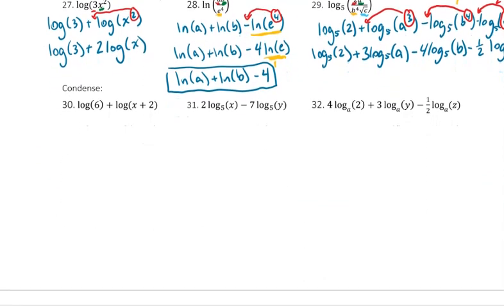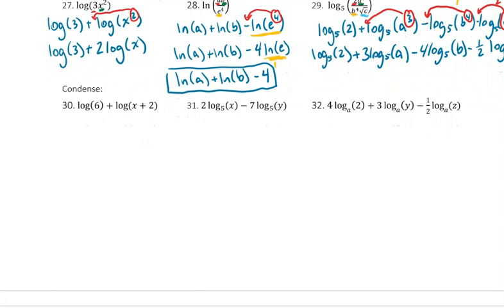Condensing is going to be the same thing, just going backwards. All right. So since we're going backwards, we're going to do any exponents first, and then we'll put them into one log. All right. So for number 30, no exponents, so we don't have to worry about that. But since these are added, that means they're going to be multiplied. So we're going to have log of 6 times x plus 2. We're just multiplying the insides because it was plus.